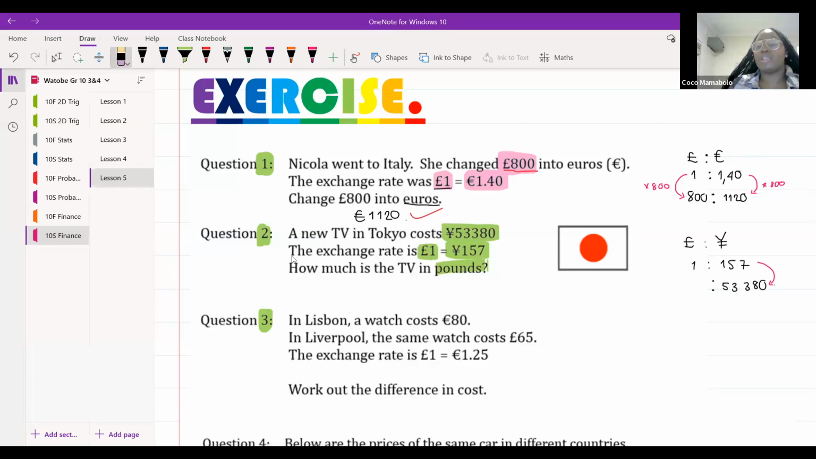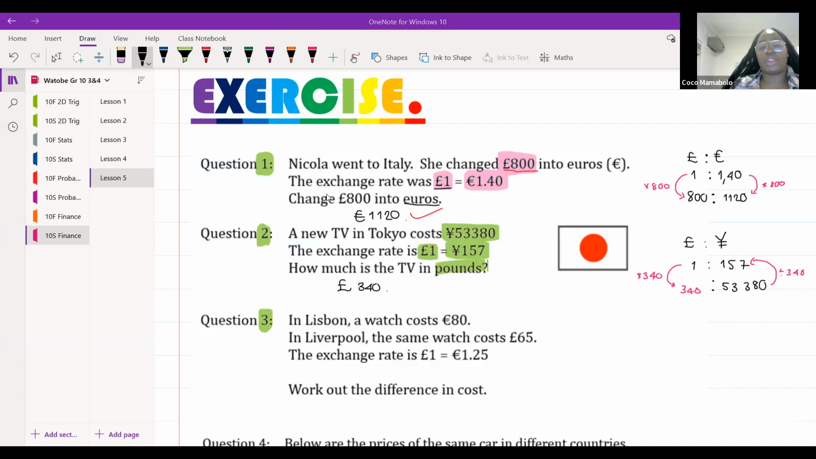Now I know it's not going to be an easy number to find. So instead of multiplying to figure that out, we're going to divide up. We're going to go 53,380 divided by 157, which is 340. Divided by 340, correct. And now on this side, because I'm going down, I can just multiply by 340. 1 times 340 gives me 340. The question says, how much does the TV cost in pounds? I'm going to put the pound sign, which is pretty simple. And I'm guessing you guys are just getting it.